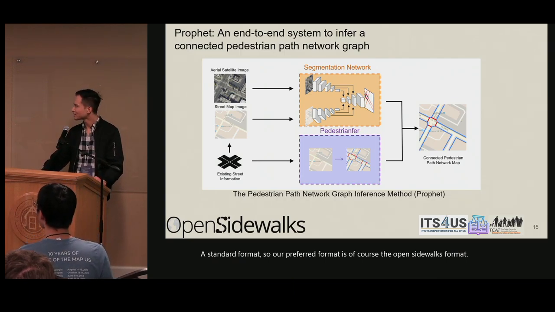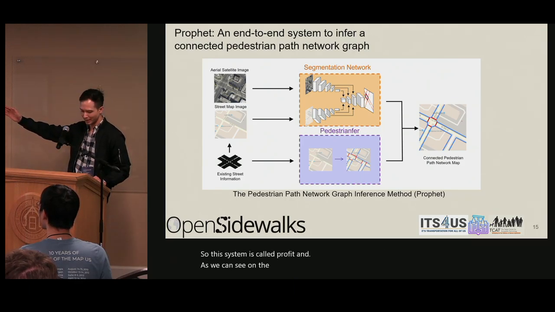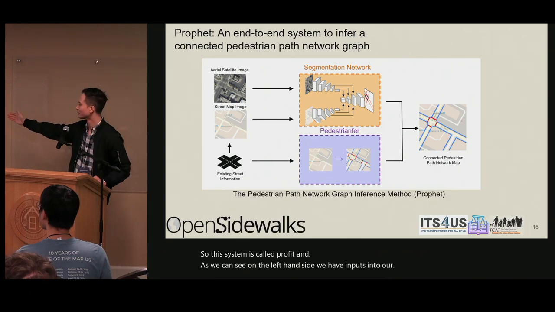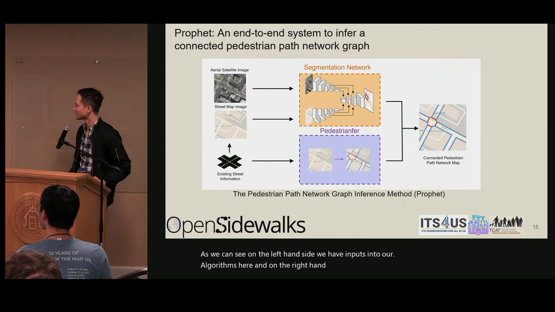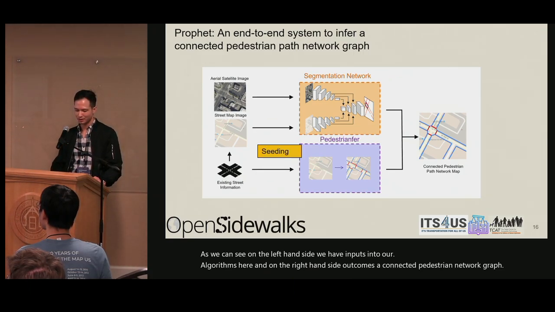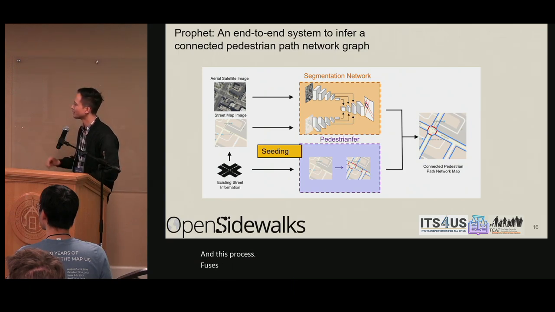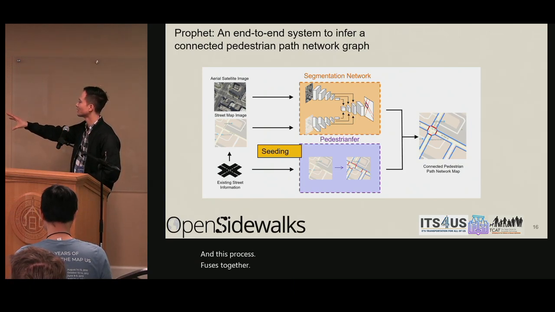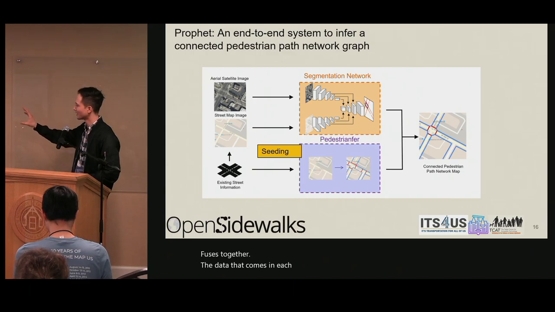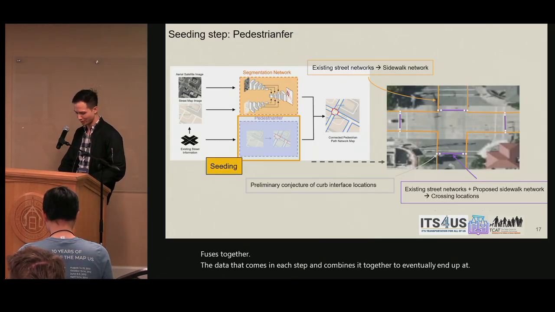So this system is called Profit. And as we can see on the left-hand side, we have inputs into our algorithms here, and on the right-hand side, out comes a connected pedestrian network graph. And this process fuses together the data that comes in each step and combines it together to eventually end up at the output that we were looking for.